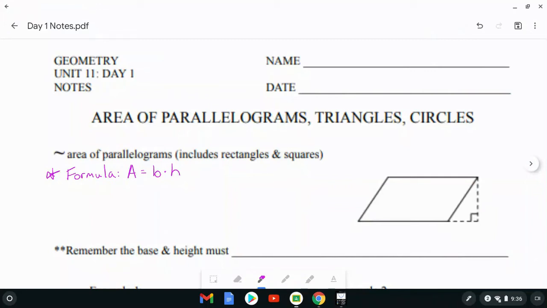Welcome to Chapter 11, where we are going to be learning about finding the area of polygons. We're going to talk about a lot of different shapes throughout this entire chapter. Today we're focusing on parallelograms, triangles, and circles.